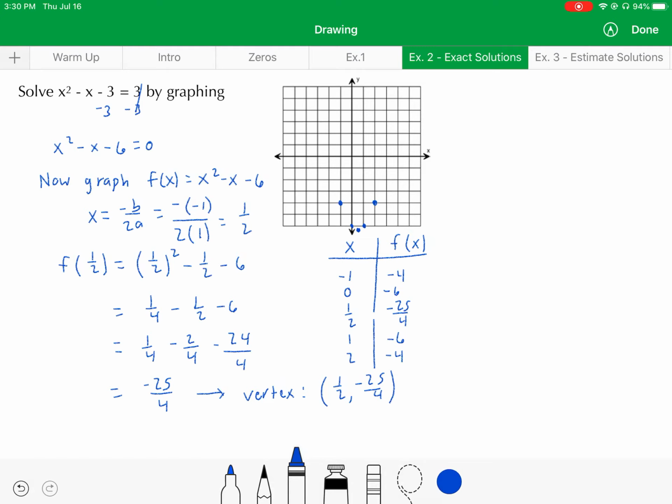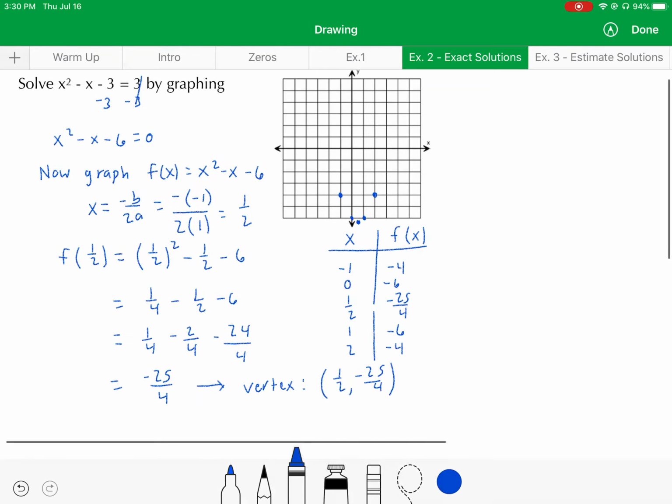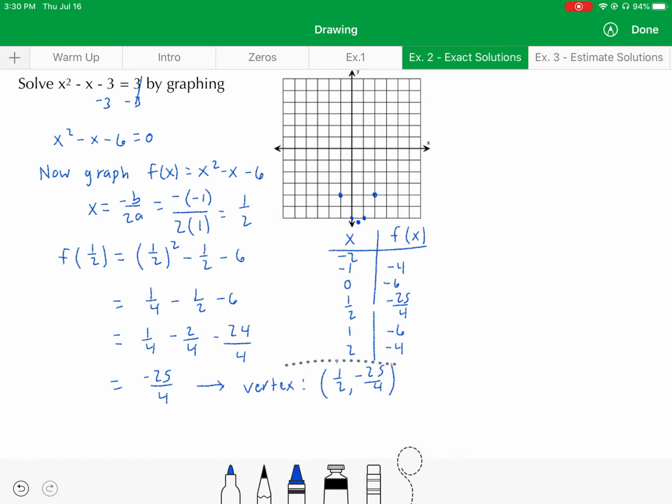All right, now my issue is with the 5 points that I have right now, I'm not going to be able to directly see where I'm crossing the x-axis yet, okay? So this is an indication that I should probably plug in a couple more values for x, okay? So I'm going to add to my table an x value of negative 2, and then let me move this out of the way.